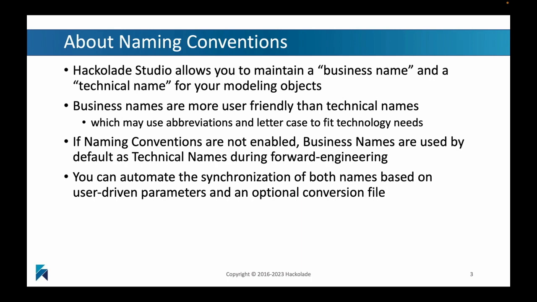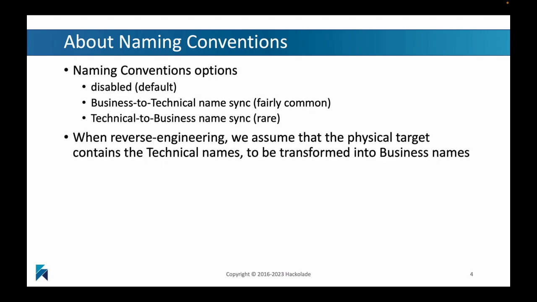Right? You don't have to use this. This is clearly optional. If you don't enable it, then business names are going to be used as the technical names during our forward engineering steps. Right? But you can, using this functionality, automate the synchronization of both these names based on parameters and/or an optional conversion file. And we'll discuss this in a lot more detail now.